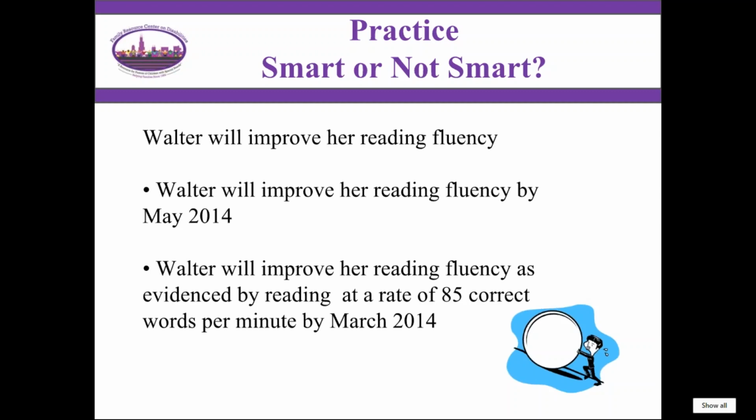Yeah, every parent wants their child to improve their reading fluency, but that as a goal would not be able to stand up. You're not putting enough specific information into it. Okay, so now you add a time. Walter will improve his reading fluency by May of 2014. Well, now you've put a time on it, but you're still just saying will improve. You're not saying how or how much.